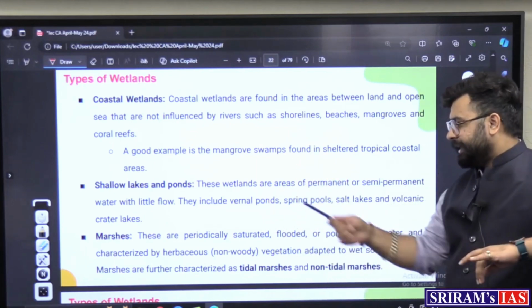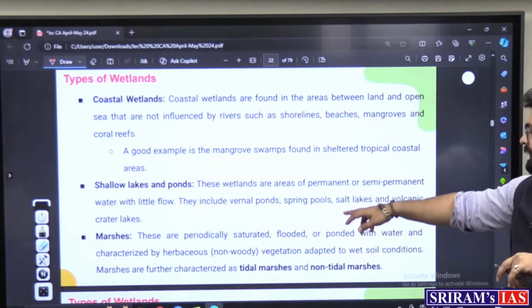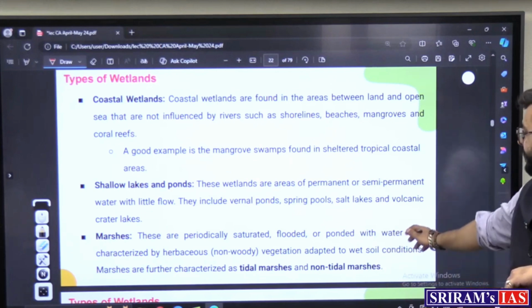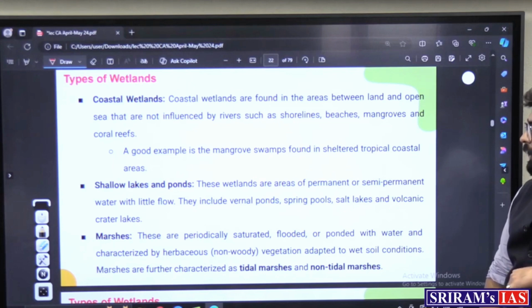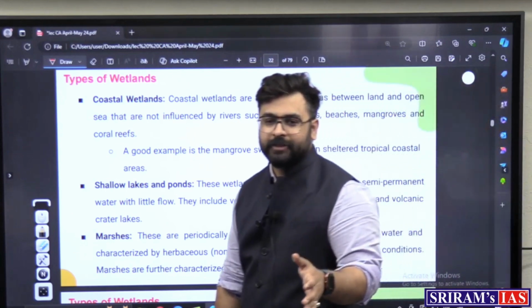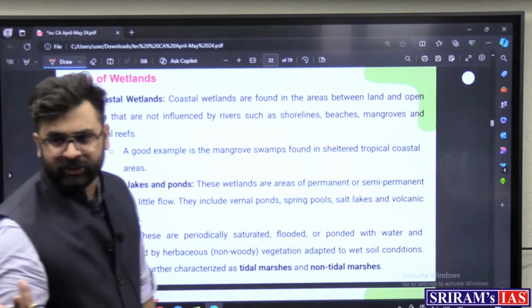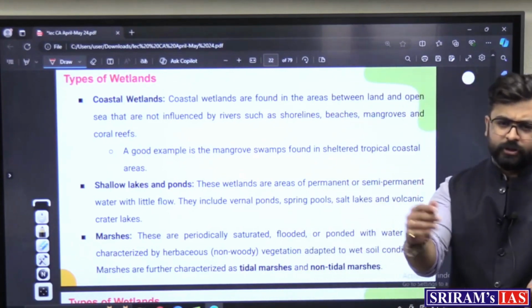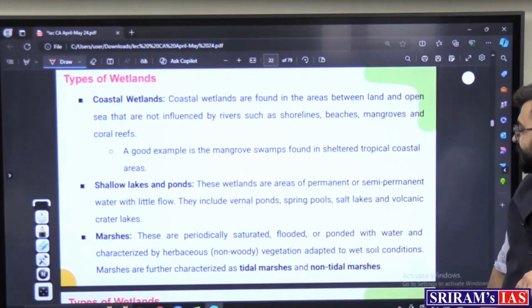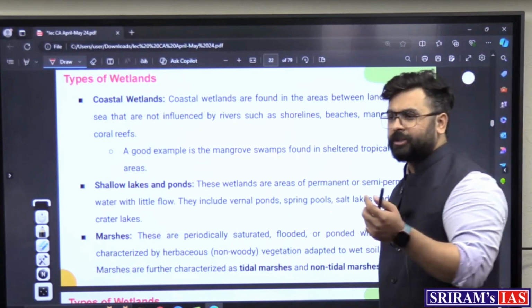So this is one. The next one is marshes. Marshes are swampy land. These are periodically saturated, flooded or ponded with water and are characterized by herbaceous vegetation. Herbaceous is non-woody. That means there will be no trees, but there will be vegetation which is non-woody in nature, like shrubs and bushes. So the vegetation is adapted to wet soil conditions. Marshes are characterized as tidal marshes and non-tidal marshes. What is the difference between tidal marshes and non-tidal marshes?